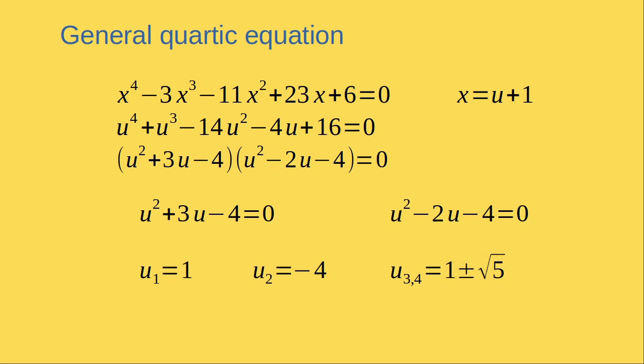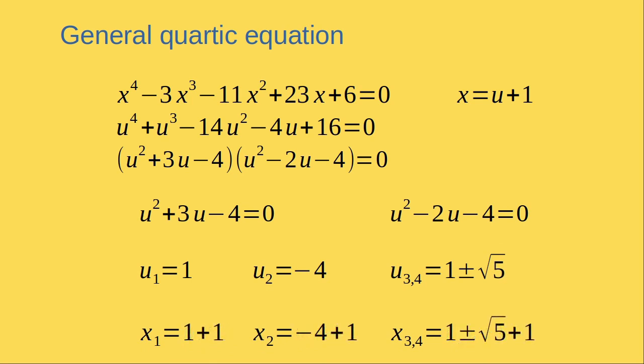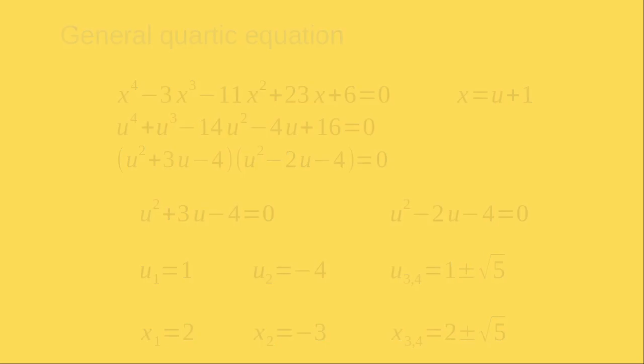Finally, to get the solutions for x we plug the values for u into our substitution formula, and in the end we obtain 2, minus 3 and 2 plus minus square root of 5 as solutions for x. And this completes the presentation of the new method.